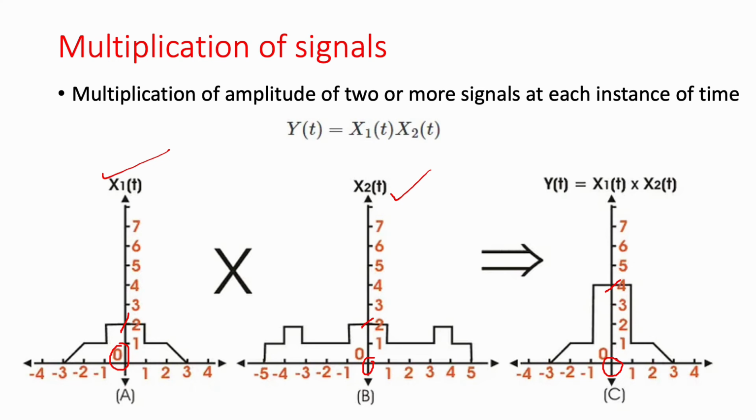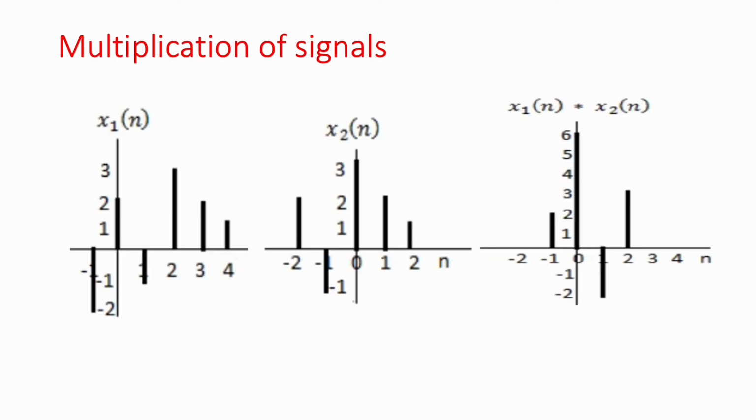Now you join the lines. The next one is the discrete signal, to perform the multiplication operation. x1 of n, x2 of n, the product of these two will be x3 of n. At 0, the amplitude is 3, and at 0 the other amplitude is 2. 2 into 3, the amplitude becomes 6 at 0. Now you take at 1, the amplitude is 2. Here at 1, the amplitude is minus 1. Minus 1 into 2 is minus 2.